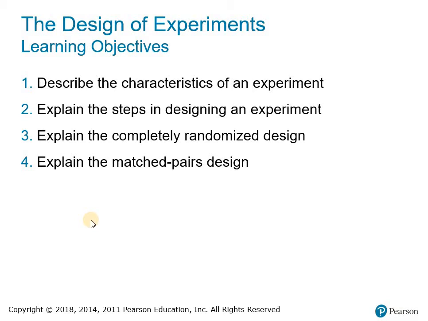Now that we know that there are two types of studies, observational studies and designed experiments, we're going to learn a little bit about designed experiments. We're going to describe the characteristics of an experiment, explain the steps in designing an experiment, explain the completely randomized design, explain the matched pairs design.